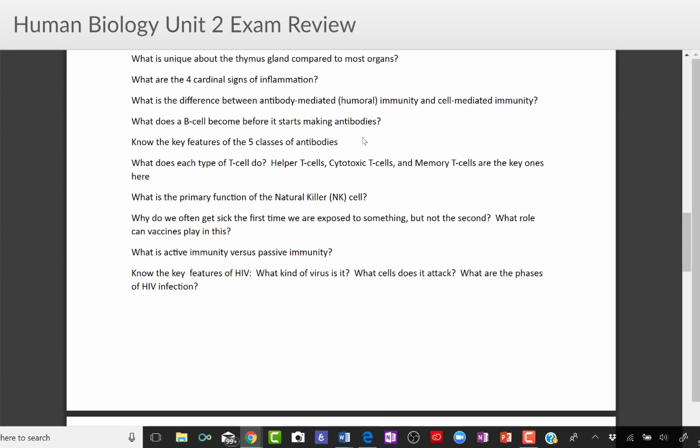IgM, these are the largest ones. They're called pentamers. Structurally they're the largest, and they show up first in the primary immune response. That's kind of important. Your ABO blood types would be IgMs. That's just kind of the example there.